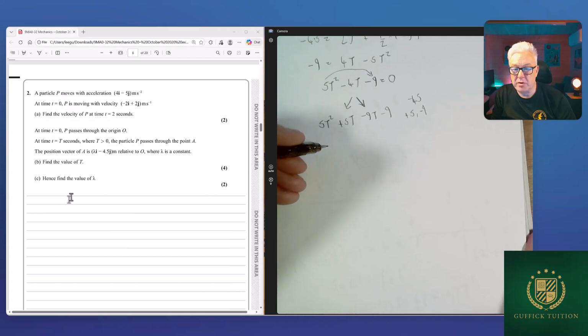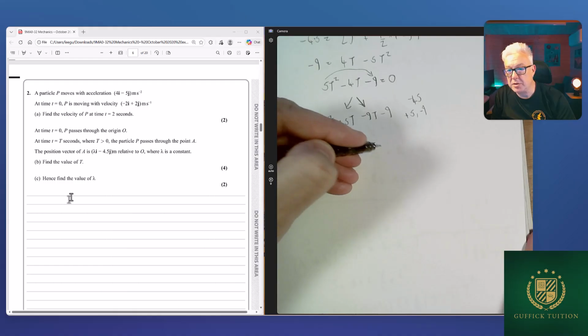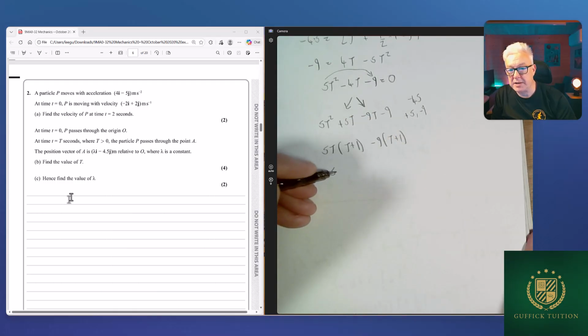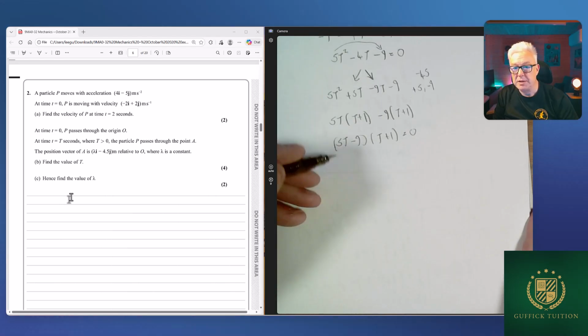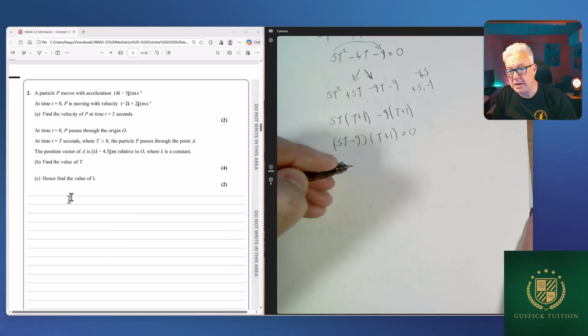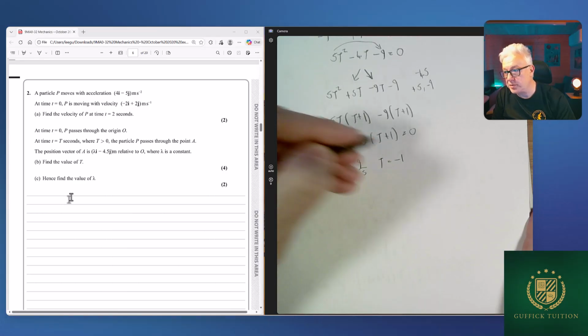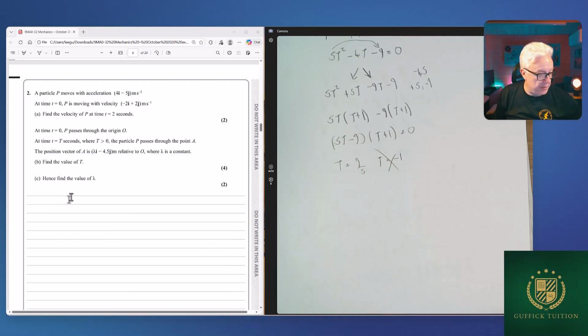So that's going to factorize into 5t, open brackets, t plus 1. This is going to go to minus 9 times t plus 1. So the brackets are 5t minus 9 times t plus 1 equals 0. Therefore t is equal to 9 over 5, or t is equal to minus 1. T has to be greater than 0, so we can get rid of that one.